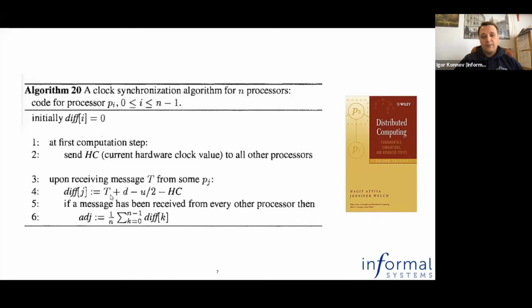So this algorithm assumes that messages are received within some time window, right? Once it has computed the difference for all processors other than itself, it can compute the adjusted clock value. It just takes the sum of all differences divided by n. It looks like a very simple algorithm, right? It might take some time to understand what's going on here, but it's only 6 lines of pseudocode. And that's the algorithm I want to specify and model check with Apalache.